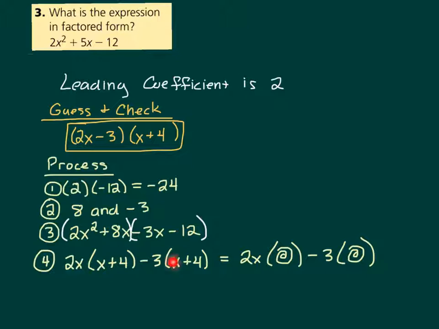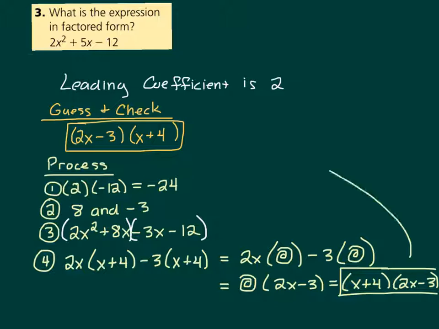Because we have x plus 4, it's the same thing, right? Spiral here, spiral there. With that, we can factor that spiral out, and it's going to be spiral times 2x minus 3. And so what this ends up being is x plus 4 times 2x minus 3, which is the same thing we got in our guess and check method.